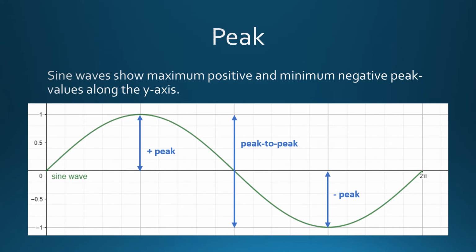The peak value of a sine wave is the top and bottom Y values, which represent the positive and negative peak voltage or current. The peak-to-peak voltage is the value between the highest and lowest peaks, or simply double a peak.